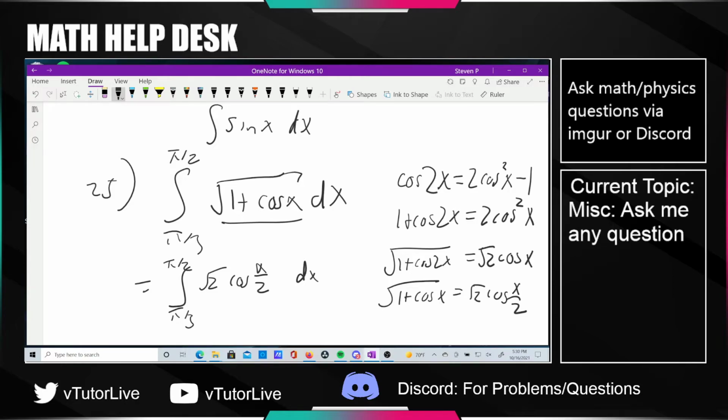A lot of these trig substitution problems, you just gotta crunch them through, simplify them a little bit until you see something that you know how to do. Right, folks?